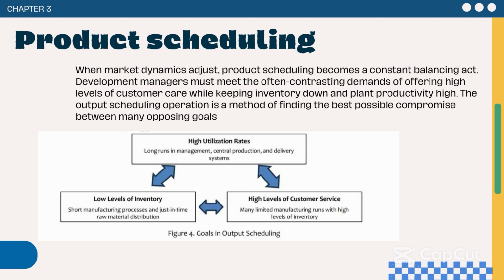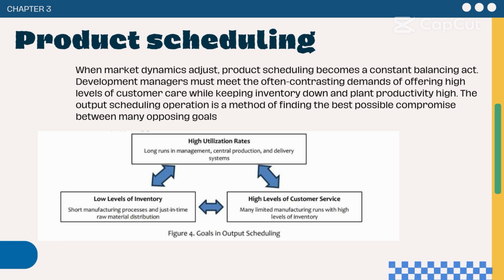So the first one is high utilization rates. Companies aim to maximize the use of their production capacity by running long production runs. This ensures that equipment and labor are used efficiently, which helps lower production costs.